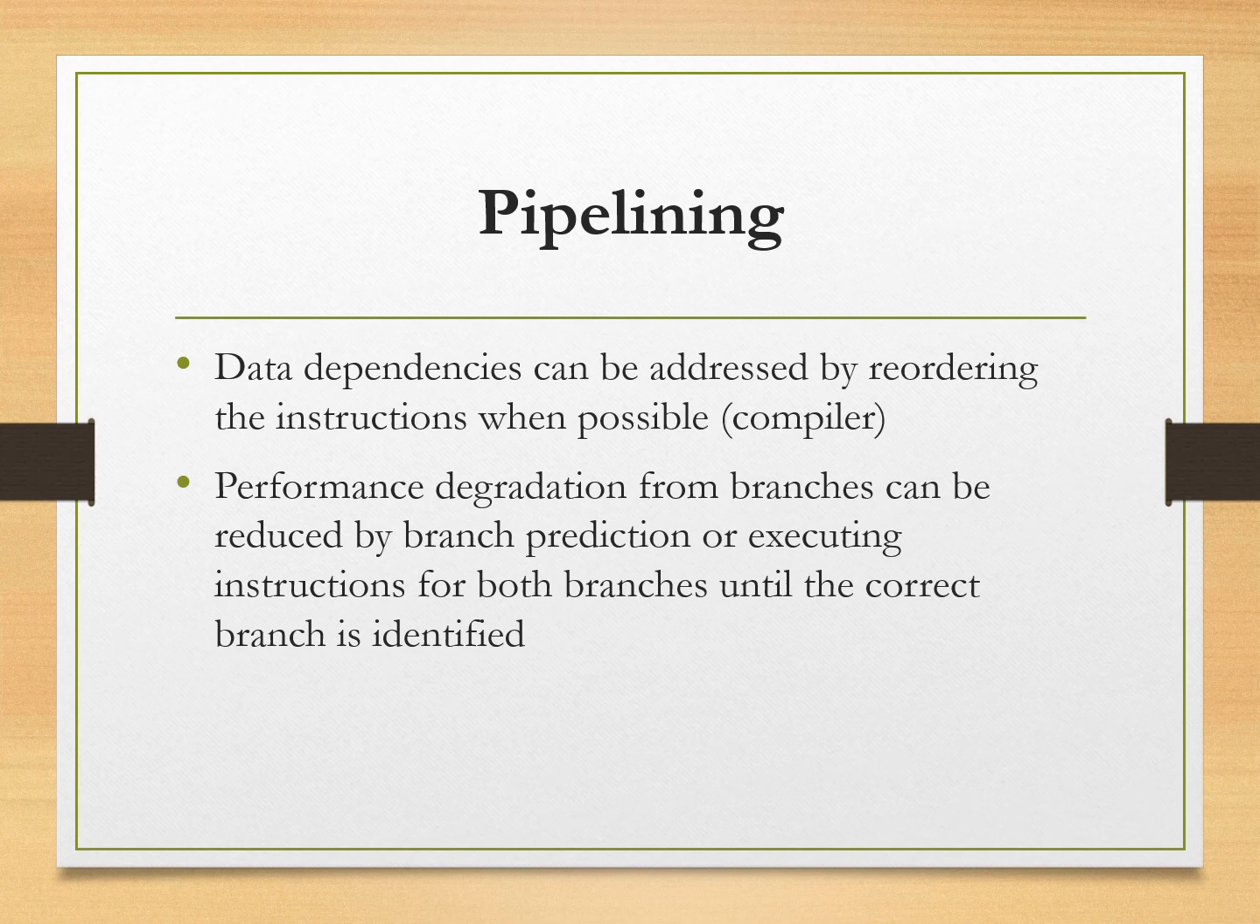Performance degradation from the branch can be reduced by branch prediction, or by executing instructions for both branches until the correct branch is identified. This is the way to handle a branch. You can make both execute in parallel, and then at a later time, it will identify which branch should be executed.